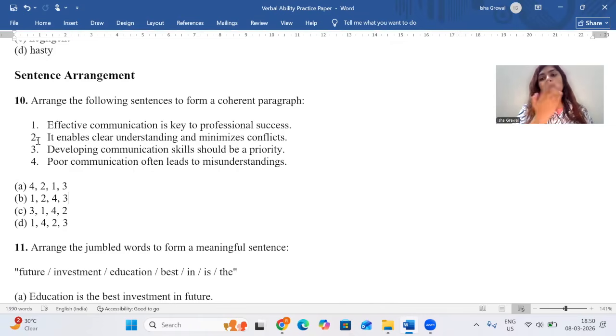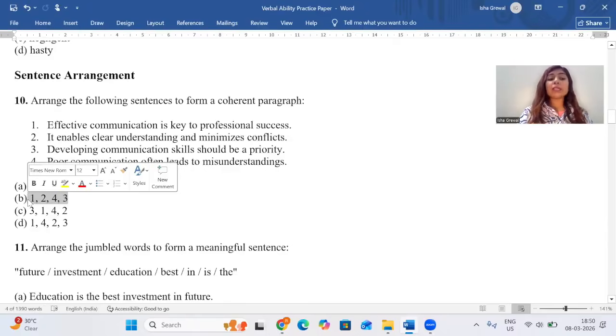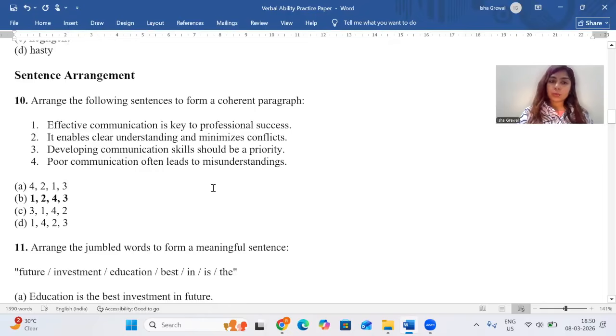Eliminate all the other options and choose that one. That is going to be your answer. So when you know that 1 and 2 is going to be a mandatory pair, the only option with 1 and 2 beginning the sentence or having 1 and 2 together is option number B. So option number B is going to be your correct answer.